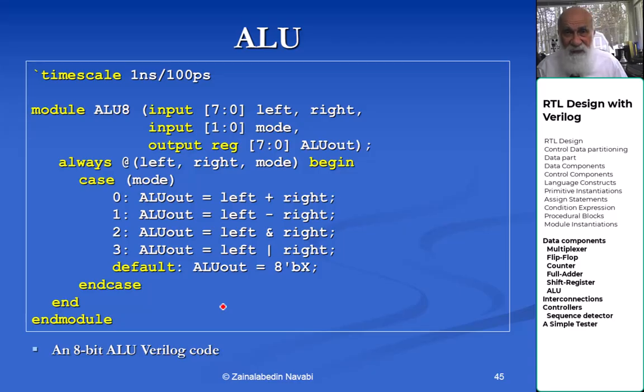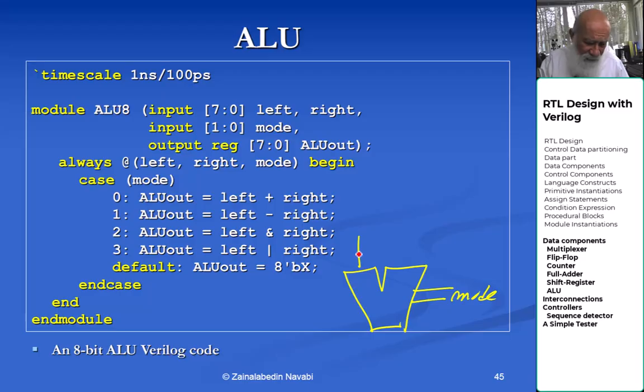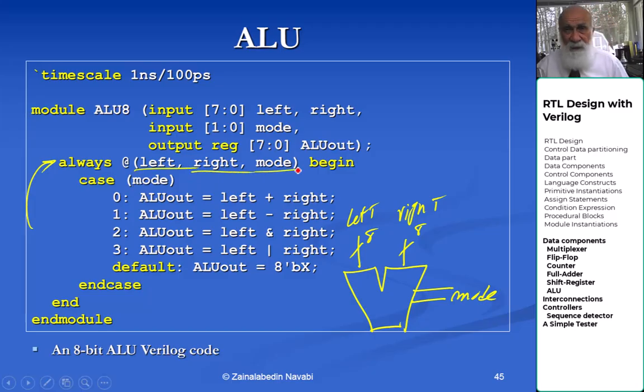I'm using a case statement again here for describing an ALU. This is an ALU with, again, a mode input, but this mode input selects one of the 4 functions of the ALU. The ALU is an 8-bit ALU having the left input and the right input. I'm using, again, an always statement. Let's read this. It says always when right or left or mode change, begin the process.